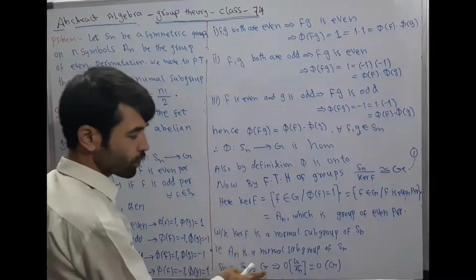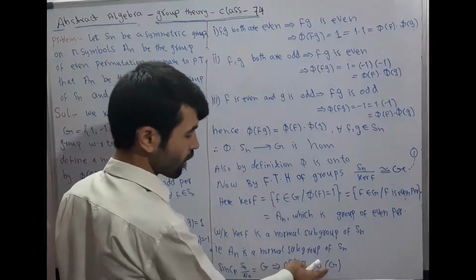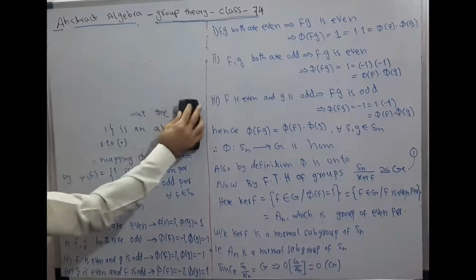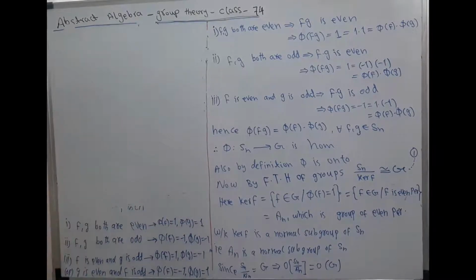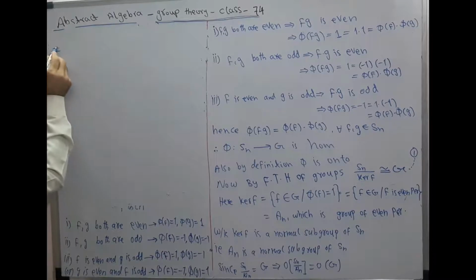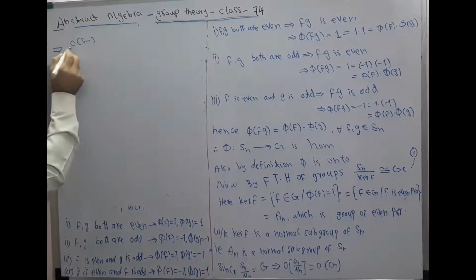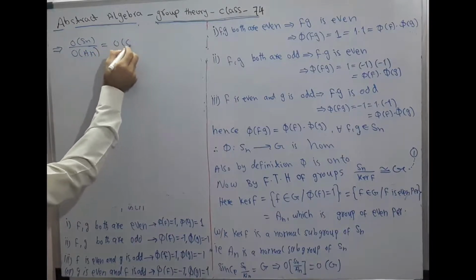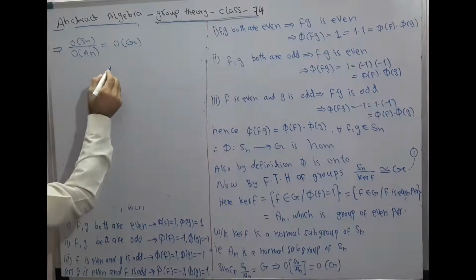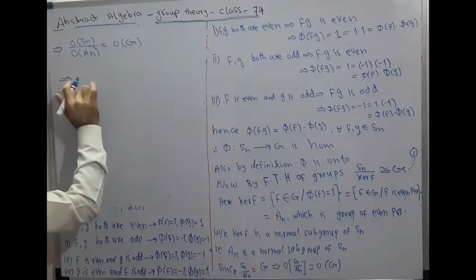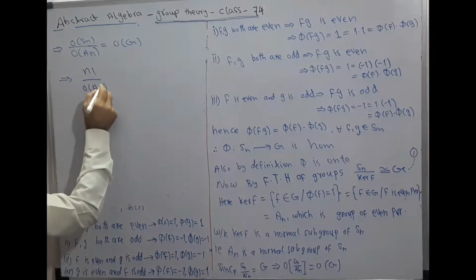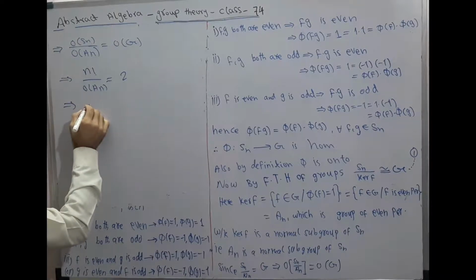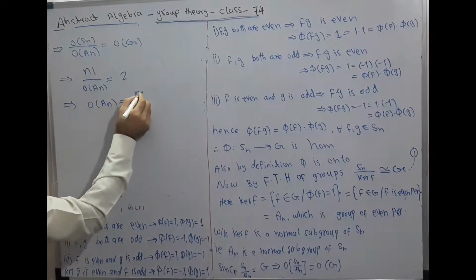Since Sn by An is isomorphic to G, this implies the order of Sn by An is equal to the order of G. This implies the order of Sn divided by the order of An is equal to the order of G. The order of Sn is n factorial. G has 2 elements, therefore the order of G is equal to 2. This implies the order of An is equal to n factorial by 2.